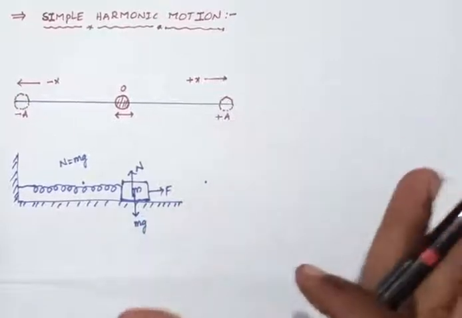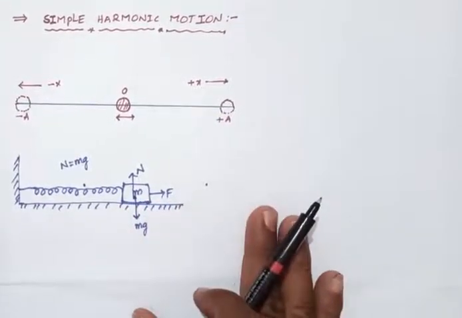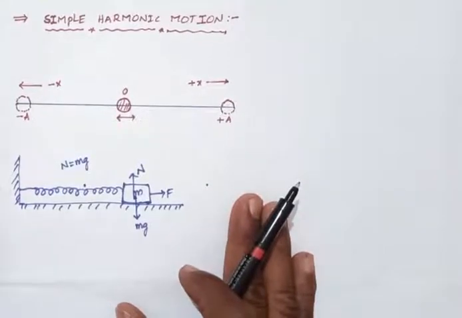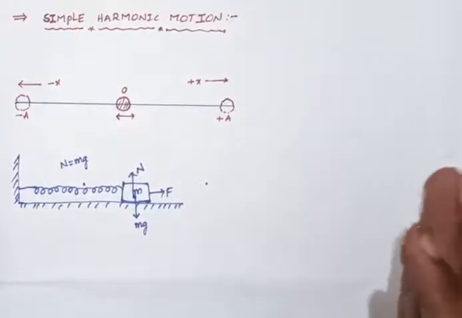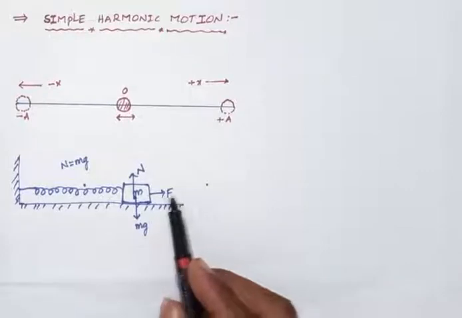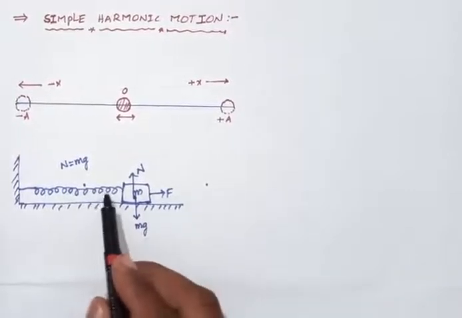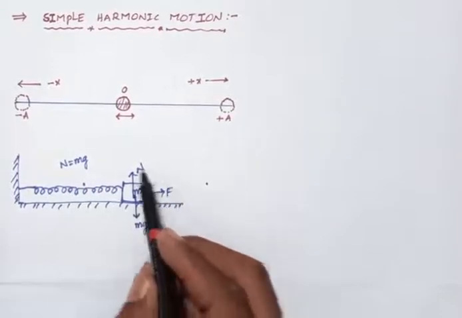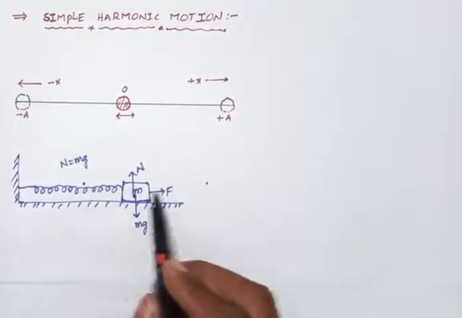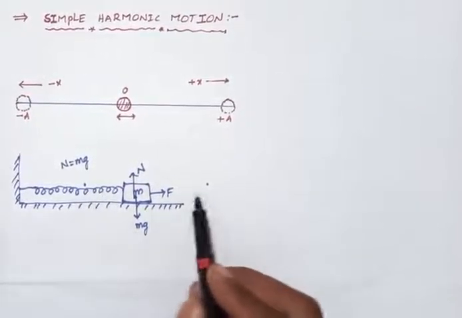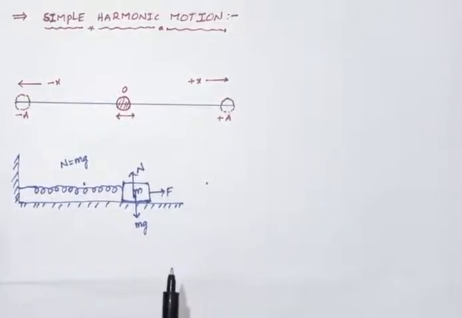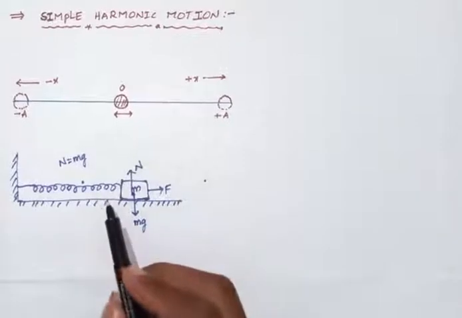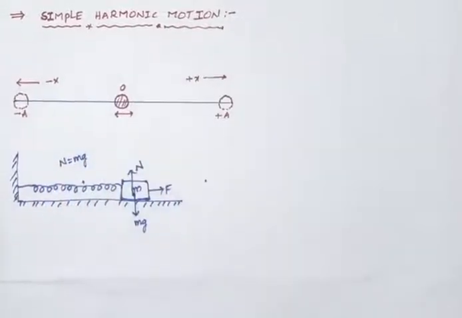When the force is applied, it moves in the right side, forward direction, and when the force is removed, it oscillates continuously on the frictionless surface. We are considering a frictionless surface, so it oscillates continuously. This type of oscillating motion is called simple harmonic motion.